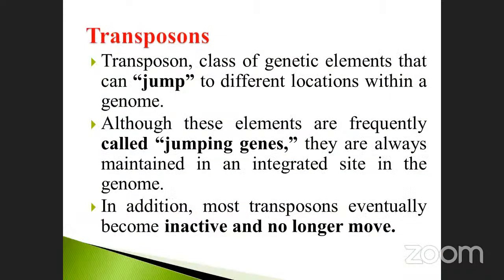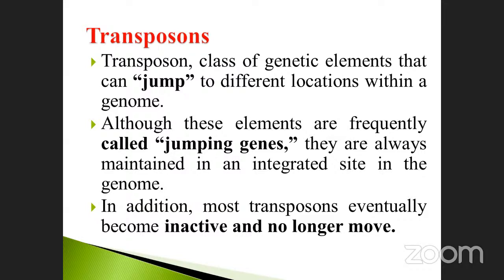What are transposons? A transposon is nothing but a genetic element that can jump to different locations within the genome. Although these elements are frequently called jumping genes, they are always maintained in the integrity site in the genome. That is very important. In addition, most transposon events become inactive and no longer move. This is also very, very important. Sometimes they may ask assertion-reasoning questions, like which of the following genes is inactive and no longer moves?